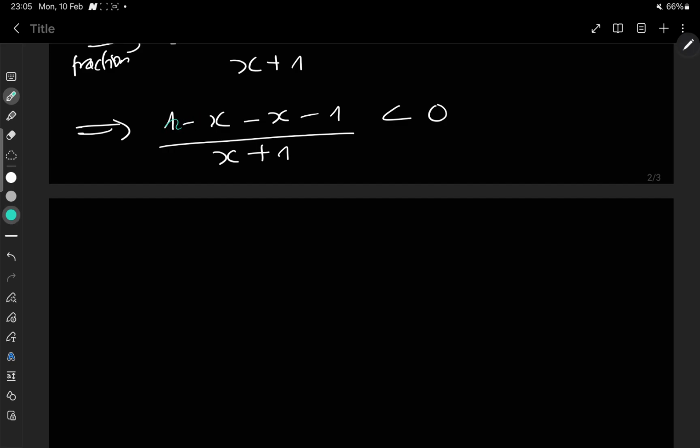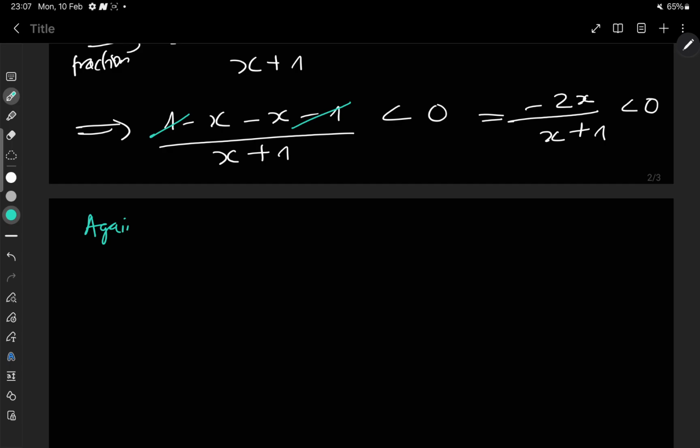Automatically, plus 1 is going to cancel out minus 1, so we are now left with minus x minus x, which is minus 2x, all over x plus 1, still less than 0.